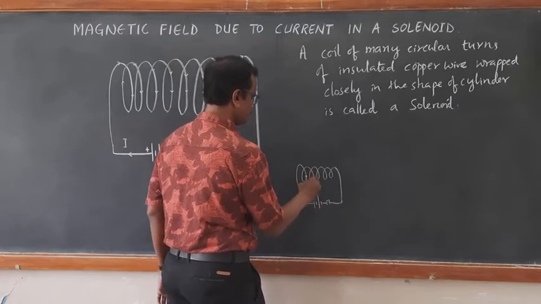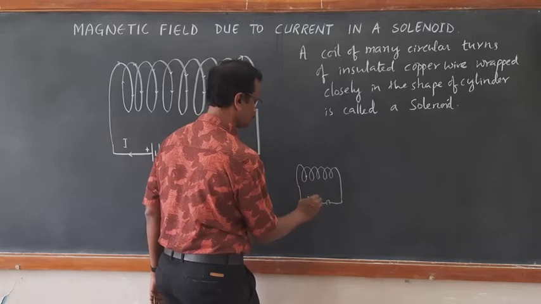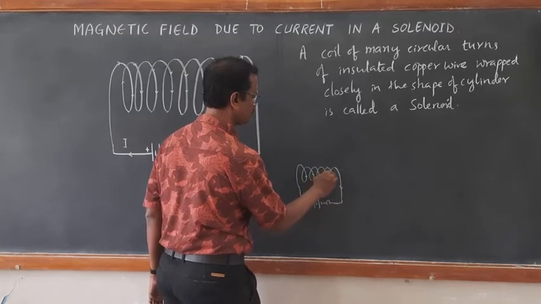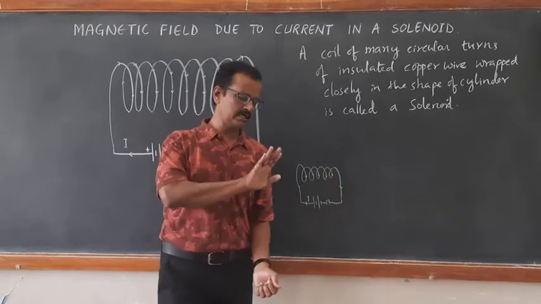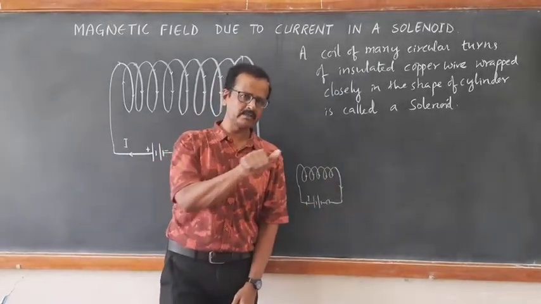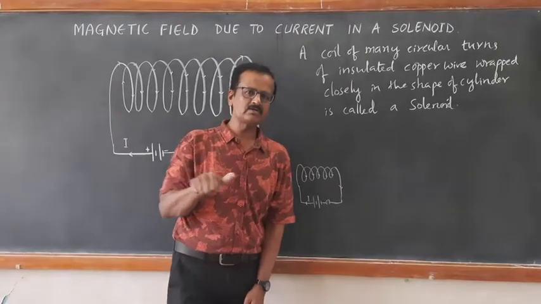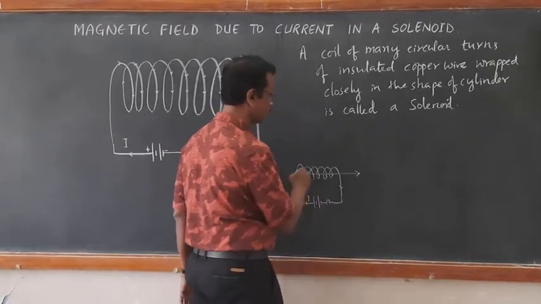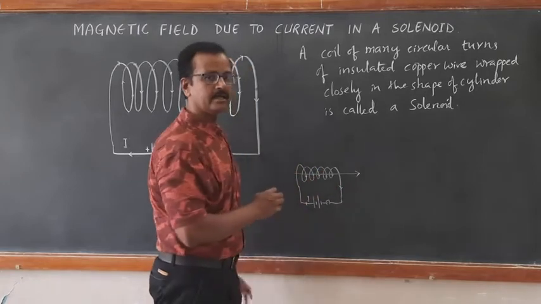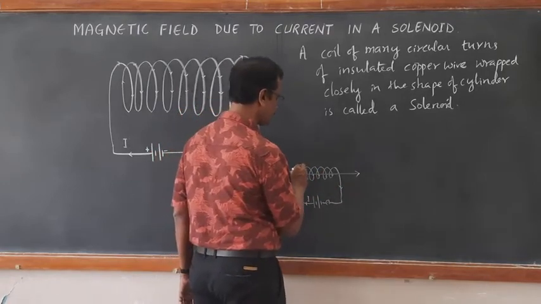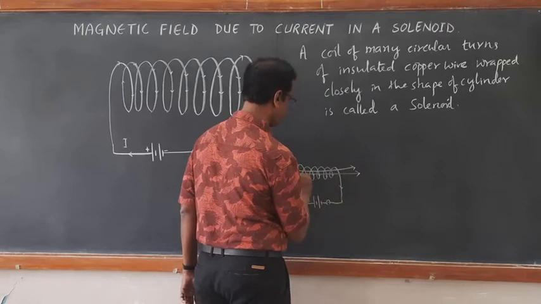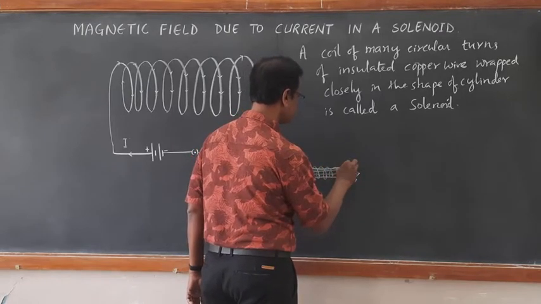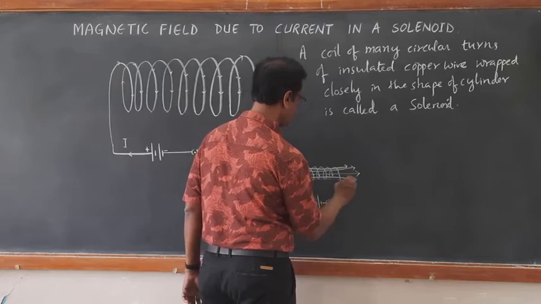So if the current is flowing like this due to the closed circuit, the current is coming out of the plane of the board. Now look at the thumb. The thumb represents the direction of magnetic field. So magnetic field lines are coming out from one end, and they are entering at the other end. And if you draw these, the magnetic field lines are almost parallel to each other. These magnetic field lines are parallel to each other.